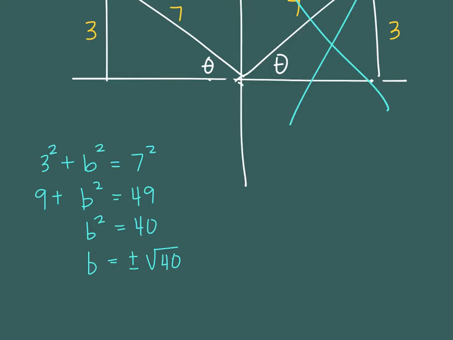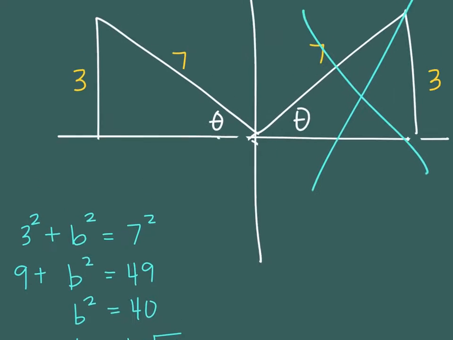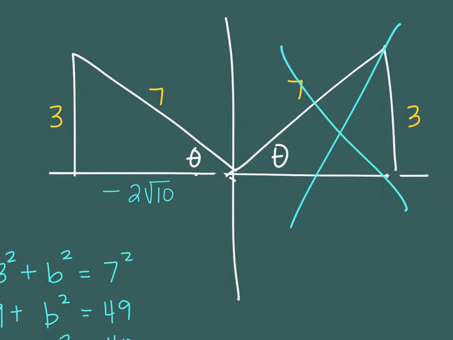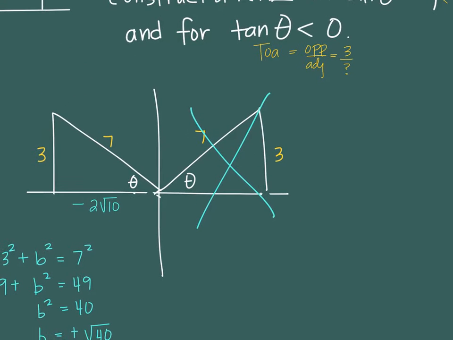Now 40 has a math fact in it. It's plus or minus 2 rad 10. And we know we need it to be negative. And so my reference triangle is going to be negative 2 rad 10. The positive one would have been on the other side. But I need at least one thing to be negative, because it told me that tangent has to be negative. So one thing has to be negative.